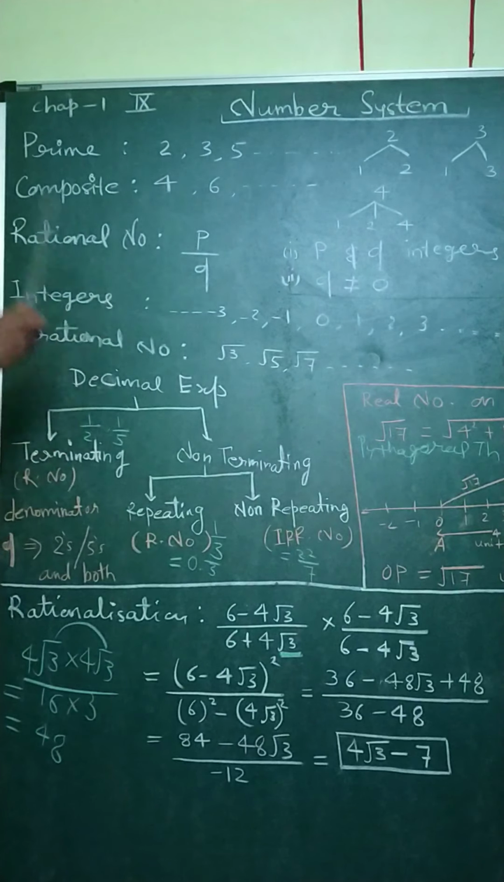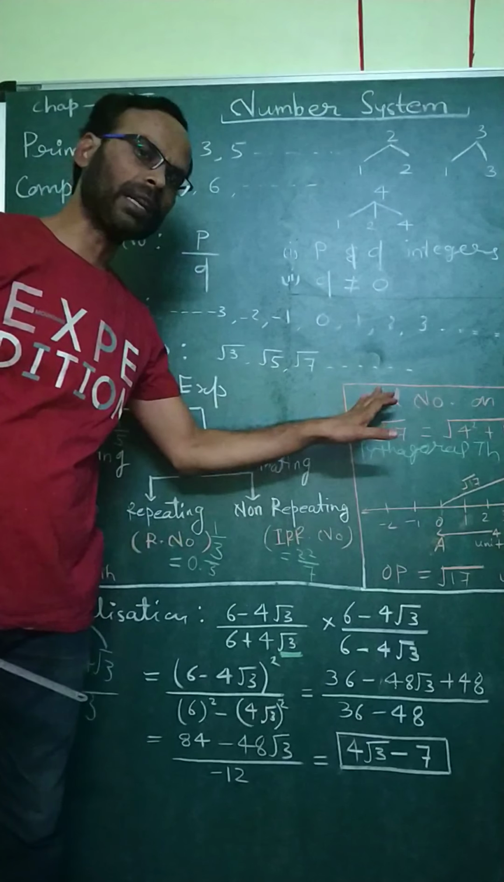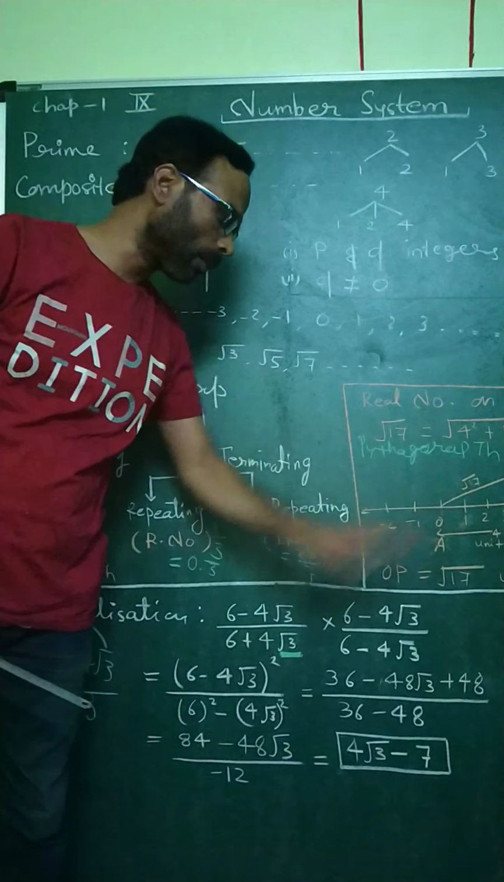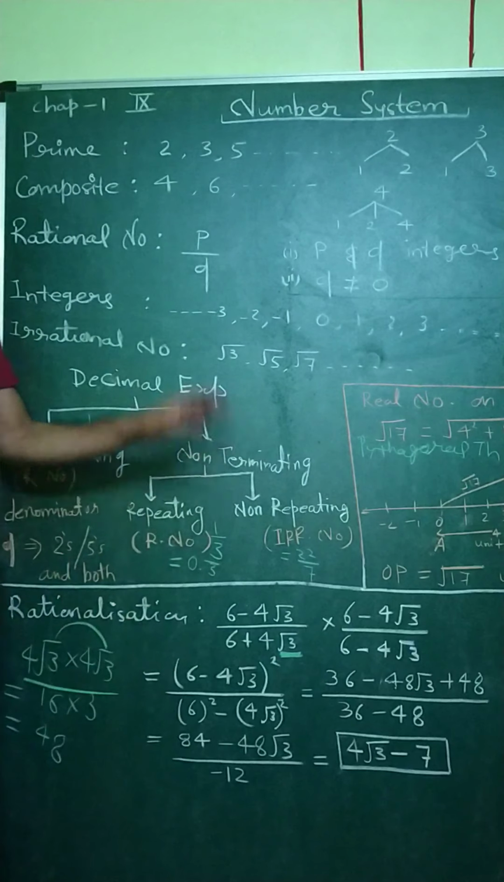So these are the three topics. First one, simple applications or understanding of the number. Second, decimal expansion. Third, real numbers, which means representation on the number line, and rationalization. Some more topics are there.